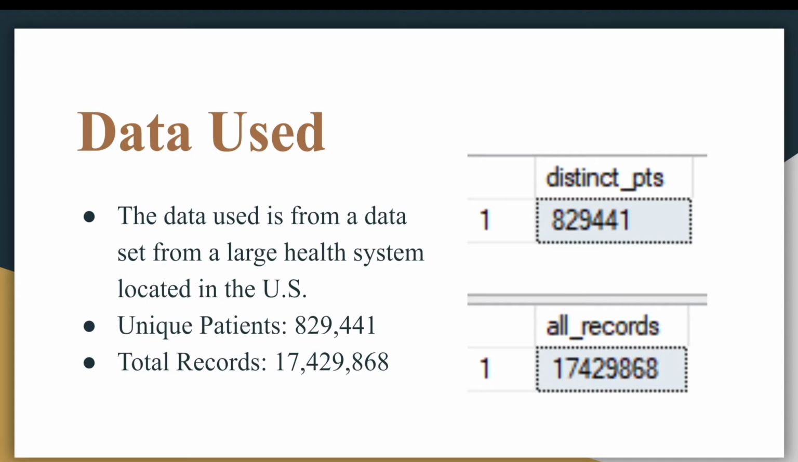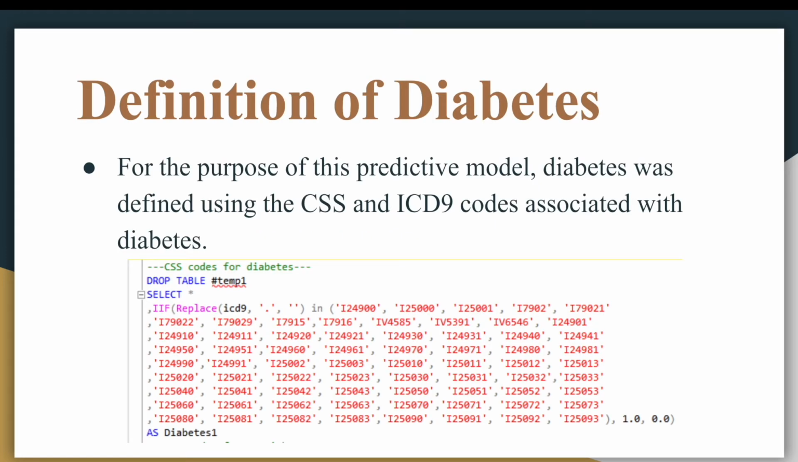The data used for the purpose of this predictive model is from a large health system in the United States. In total, there are over 17 million records in the data and over 800,000 unique patients. For the purpose of this project, diabetes was defined using CSS codes. The CSS codes were then converted to ICD-9 codes, which are used to classify patients as either having diabetes or not having diabetes.